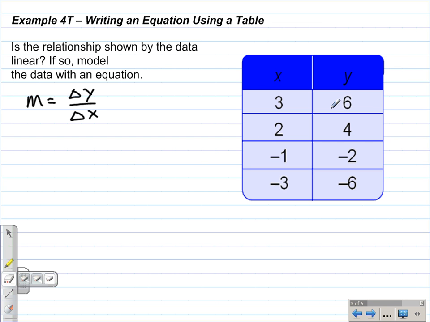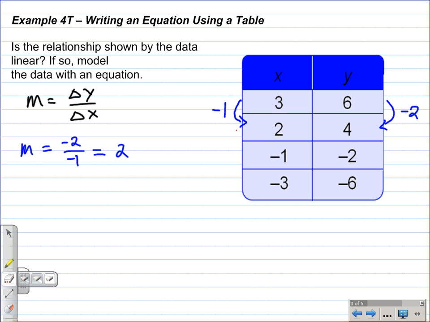Between the first two, the change in the y's from 6 to 4 is a decrease of 2. I represent that with a negative 2. And the change in the corresponding x values is a decrease of 1. So the rate of change, or the slope, for the first pair of consecutive data is negative 2 over negative 1. That's the change in the y's over the change in the x's. Now that simplifies to 2. Negative 2 divided by negative 1 is equal to a positive 2.